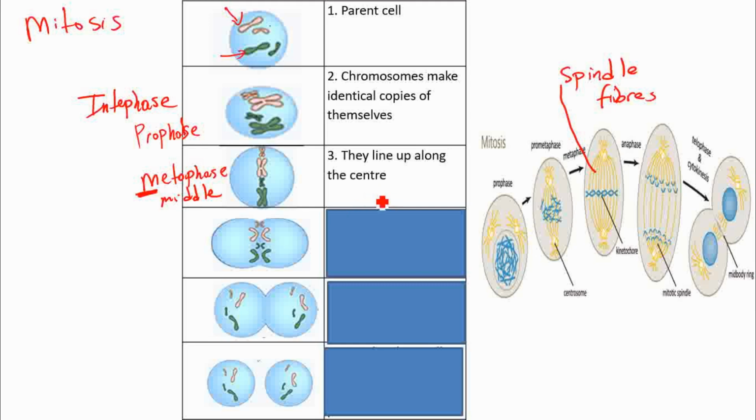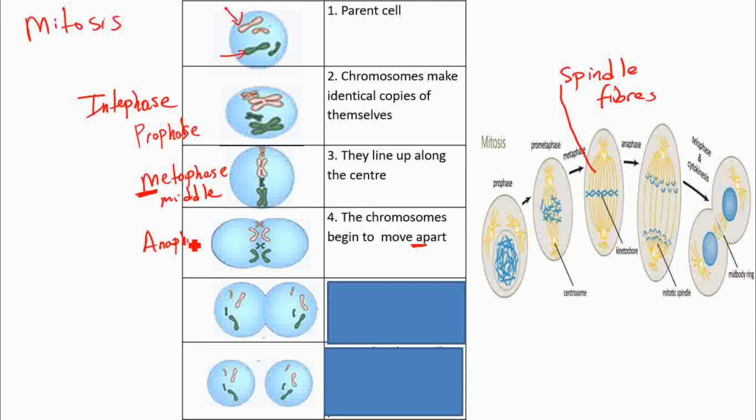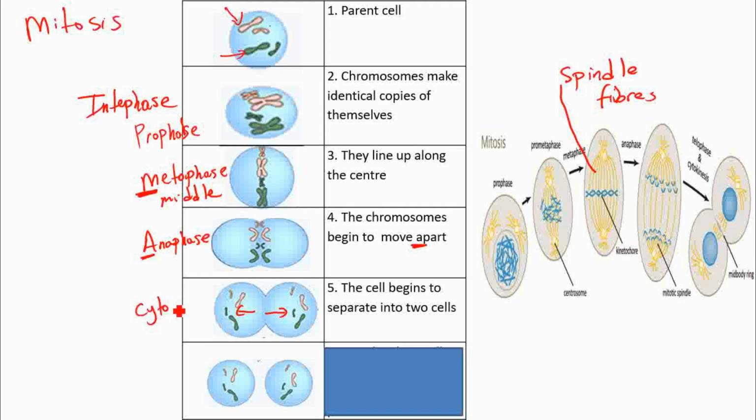After they line up in the middle, they start to be pulled apart. This is referred to as anaphase. Anaphase, just to remember that they've been pulled apart or pulled away. You can see the anaphase here where they're now being pulled away. After that, the cell begins to divide into 2 daughter cells. What's happening here? The cytoplasm is splitting. That is referred to as cytokinesis, where the cytoplasm is split.